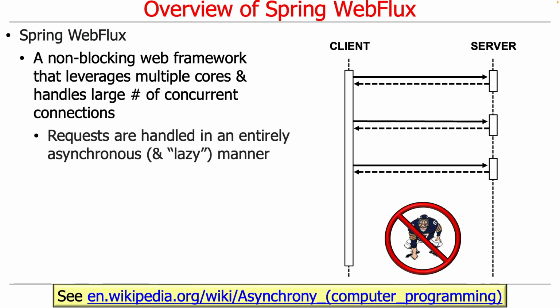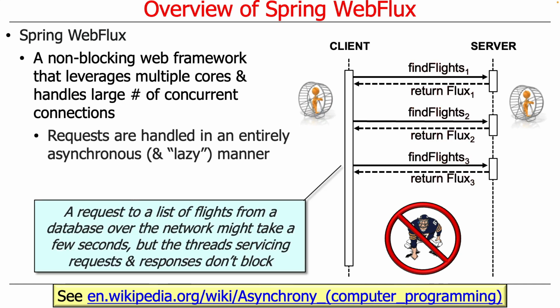In this model, requests are handled in an asynchronous and entirely lazy manner, so nothing blocks. This is actually quite interesting. So let's say we want to query some airline reservation system to find what flights might be available from one city to the next. And you can see here that we call find flights. We get a flux back, which does not block. This will come right back. Find flights, return another flux. That doesn't block, comes right back. Find flights, get another flux back. That doesn't block.